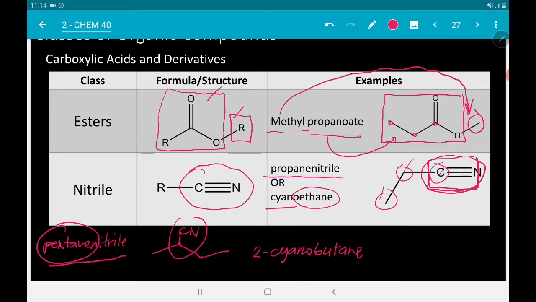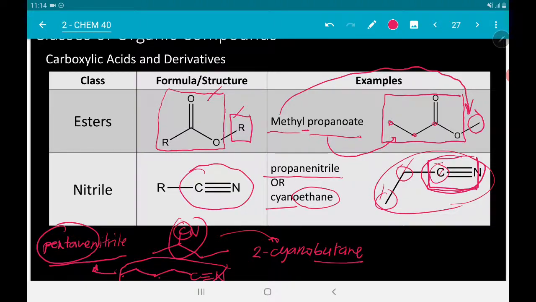hindi siya tulad ng ganitong nitrile na ang CN ay nasa mismong chain. 1, 2, 3, 4, 5. Okay? This is the pentane nitrile. Okay? This is the 2-cyanobutane. Sa 2-cyanobutane, hindi kasama yung C ng nitrile. Pero sa pentane nitrile, kasama yung C ng nitrile.